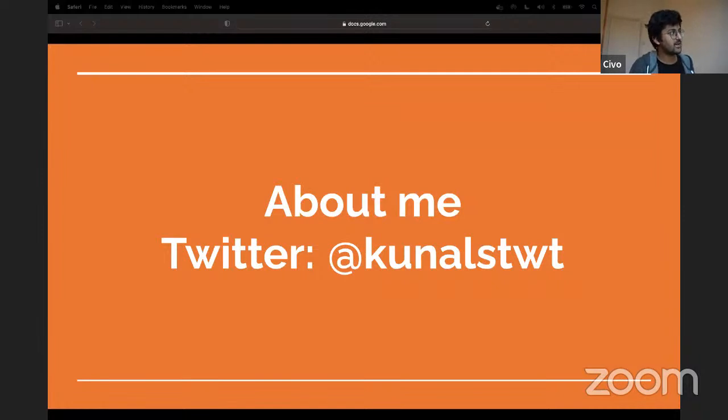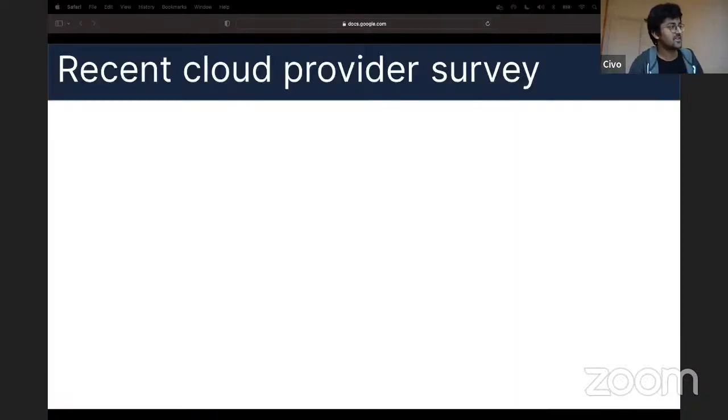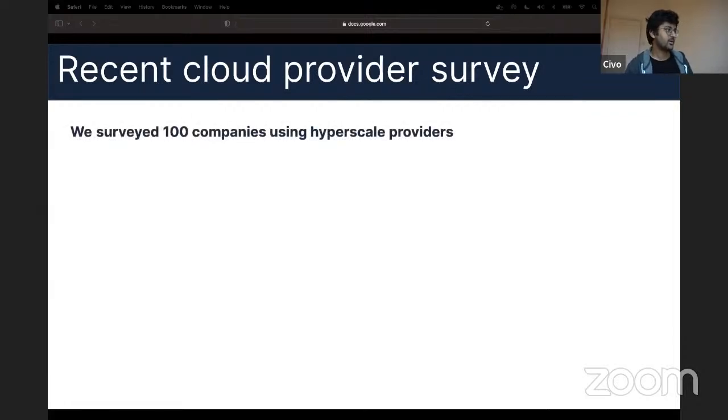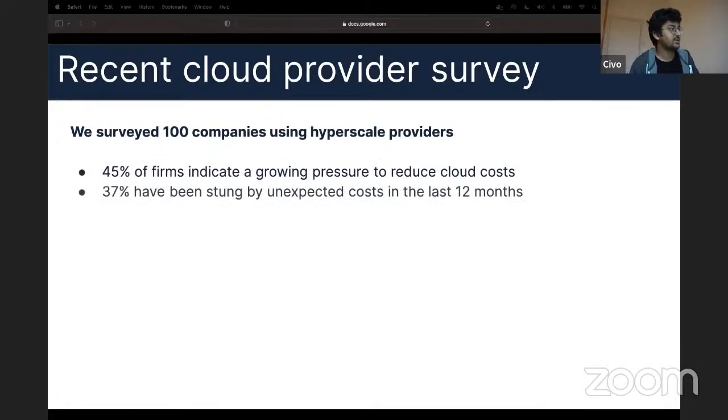Before we get started with some of the best practices, let's talk a little bit about the challenges. You're going to see a lot of memes here, but if we look at a recent cloud provider survey that we did, where we surveyed around 100 companies using hyperscalers, 45% of the firms indicate a growing pressure to reduce their cloud costs, and 37% have been stung by unexpected costs in the last 12 months. If you're one of these, let me know in the comments.